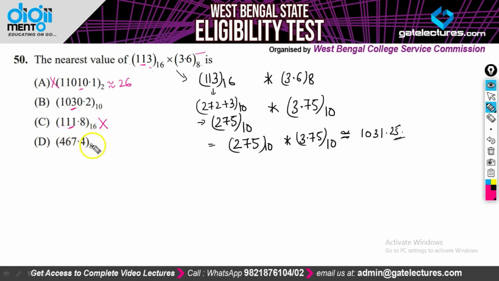Now look at option 4. This is in base 8, so let's quickly convert it into base 10. It will be 32 plus 6, into 8 plus 7, so it will be 228 plus 7, approximately 235 base 10. I'm just ignoring the decimal, as it doesn't make much change. So our value is more than 1000, and only option B matches. That's why B is the right option.